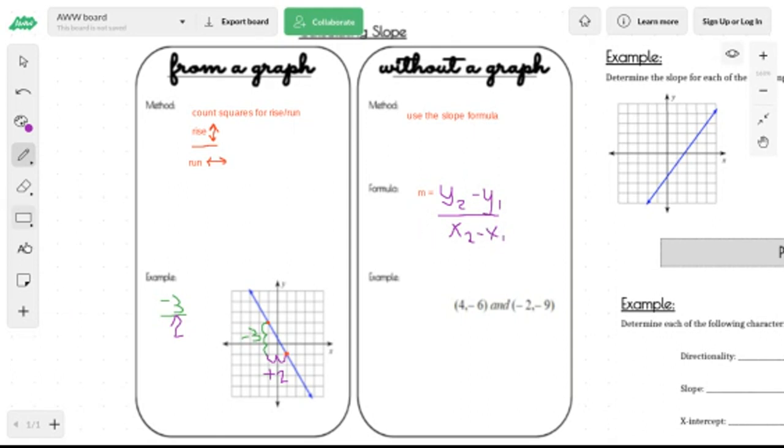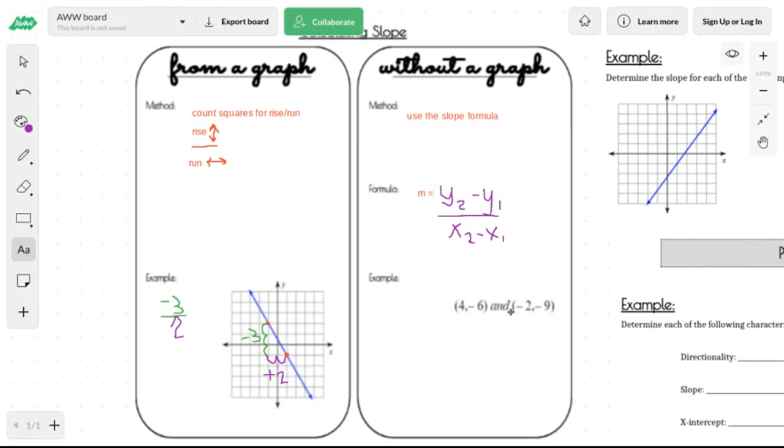So let's do an example. I'm going to label these points. That should be your first step every time. I write them above the points, but you can write them below. I've seen that as well. Every point is x comma y. Our first point, I'm going to label x1, y1. And then our second point, we're going to label x2, y2.